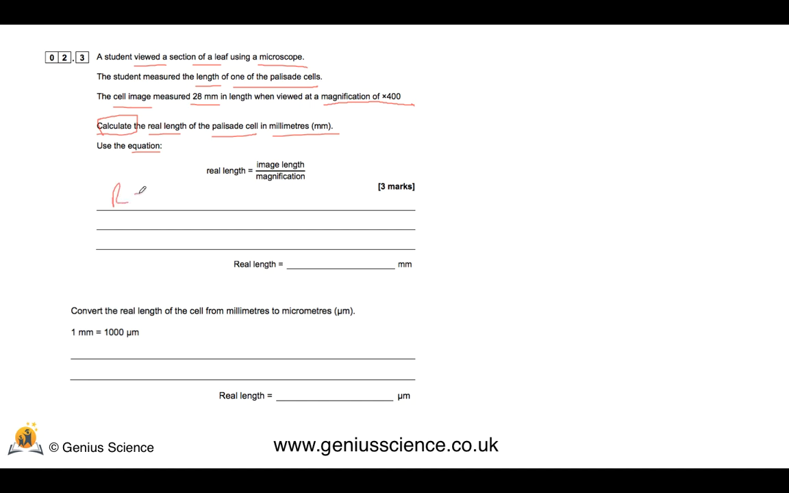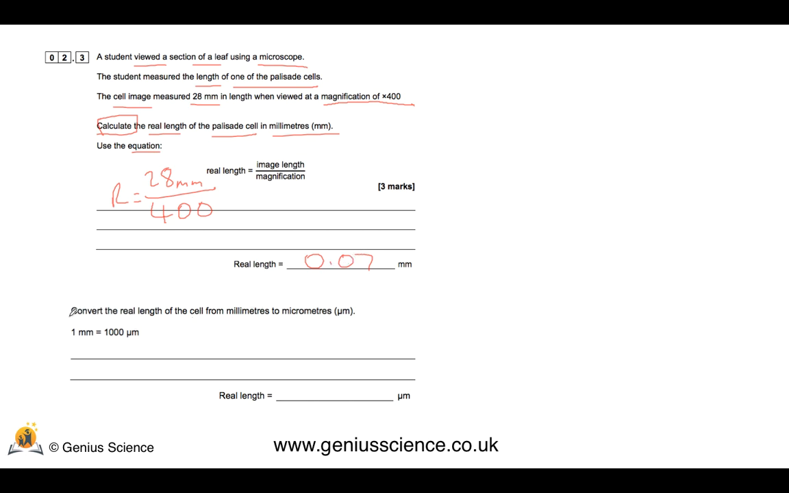So real length equals the image length divided by the magnification, which is 400. Okay, now you'll get a mark for doing the correct substitution step, even if your answer in the end is wrong. And if we carry out that calculation, we would end up with a real length of 0.07 millimetres.